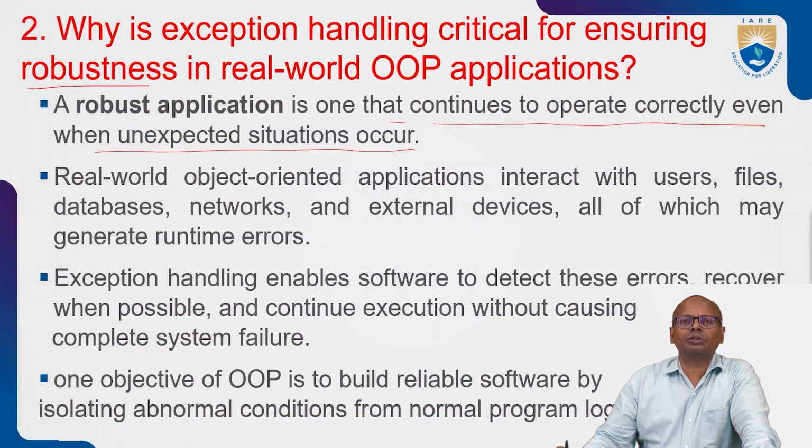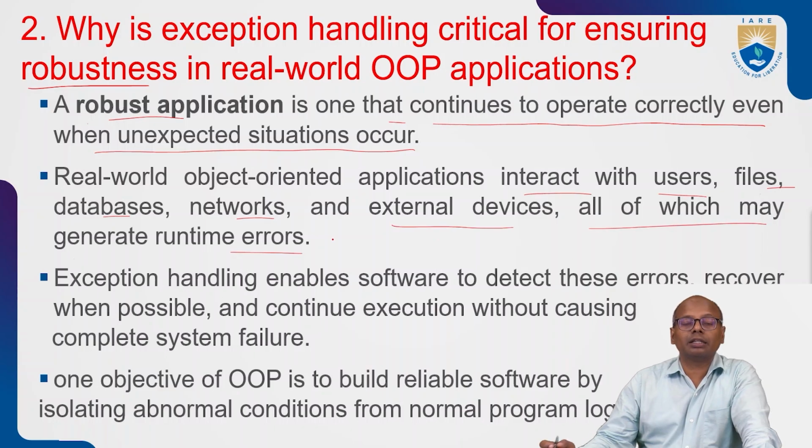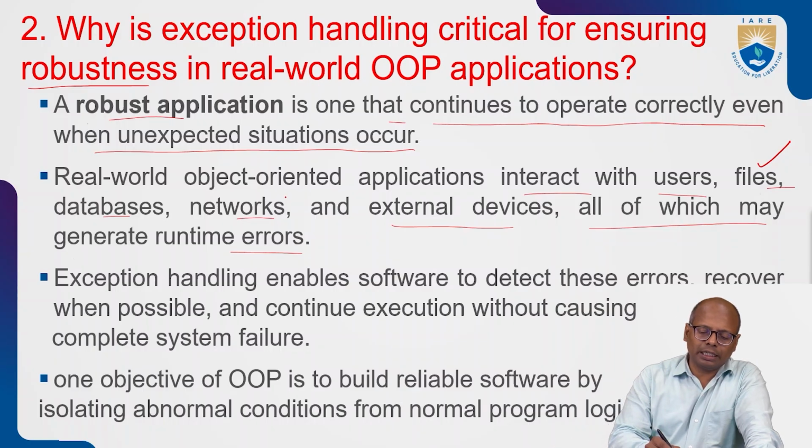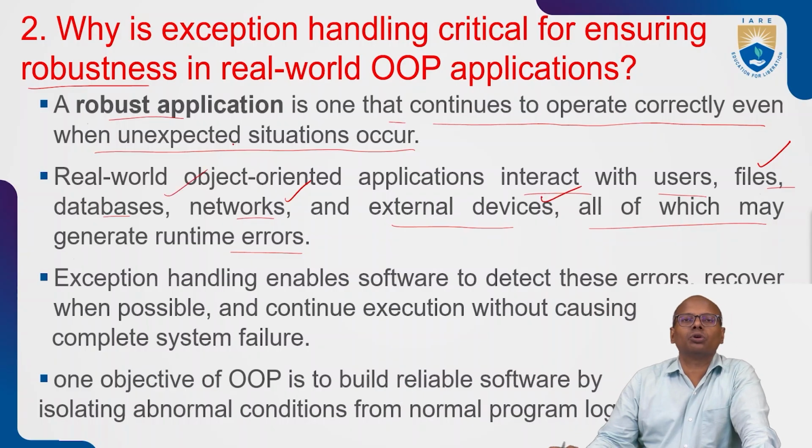Now if I don't use exception handling properly, this robustness will be lost. Real-world object-oriented applications interact with users, files, databases, networks, and external devices, all of which generate runtime errors. Files may or may not exist, or may be write protected; there may be network issues; storage devices may be full; and in the database, the data I want to retrieve may not be present. So all these things can happen.